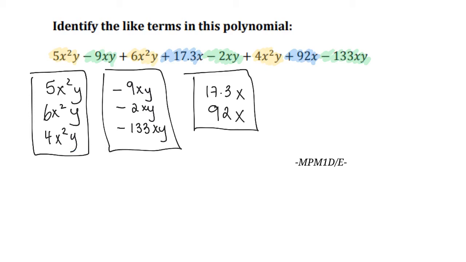Our next set are terms that have xy attached to them. So we've got -xy, -2xy, and -133xy. These are the ones that I've colored in as green. And our final set are terms that just have an x attached. And so we've got 17.3x and 92x.